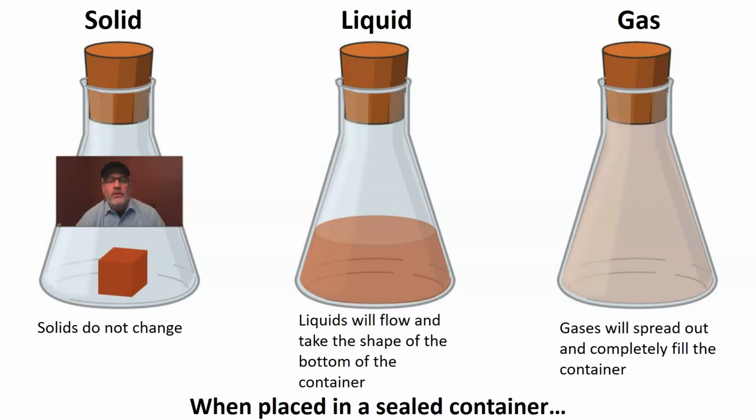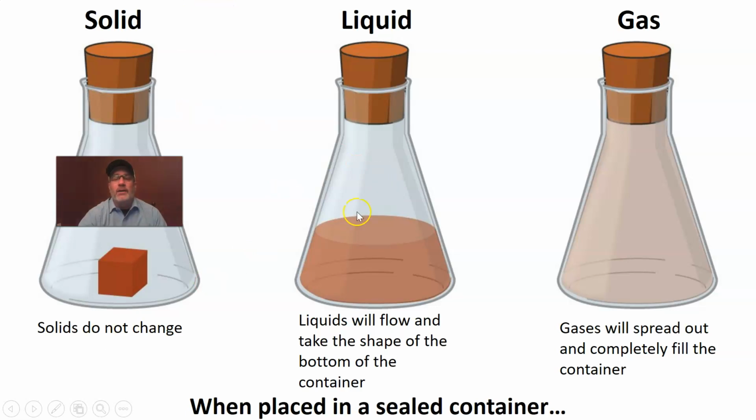So the easiest way for you to think about shape and volume is not the way that it's generally taught, I think. And so when you think about shape and volume, I want you to imagine that you've placed a sample or an object in a sealed container, and then what would happen? Okay, so when we place a sample of a solid in a sealed container, well, it's just going to sit there. It's not going to change, and that's really what happens. Solids do not change shape or volume.